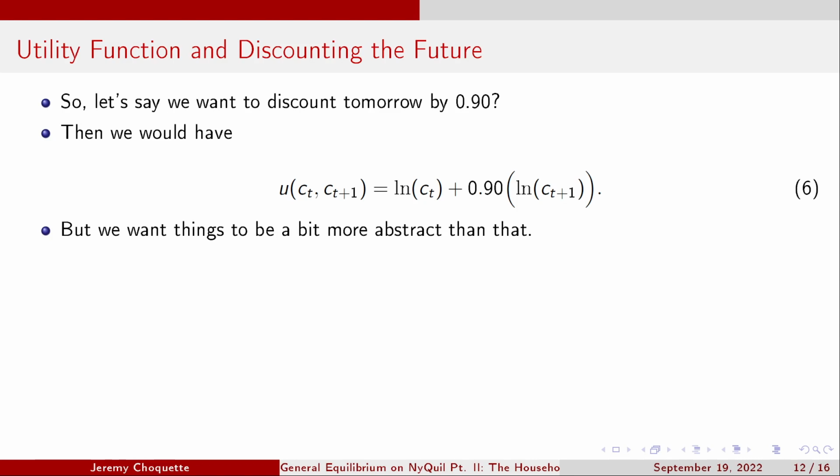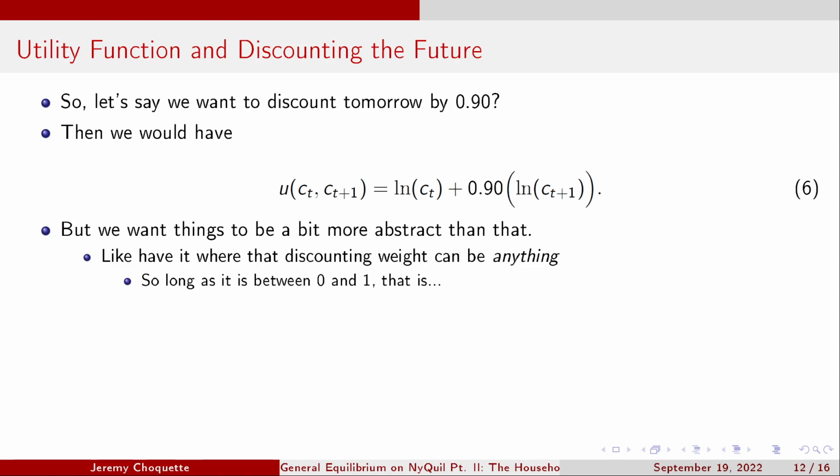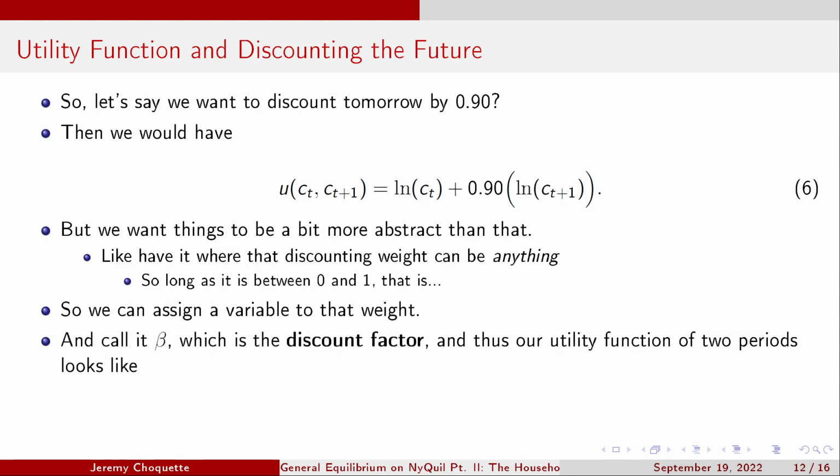But maybe I want things to be a little bit more abstract than that. So instead of just multiplying it by this hard number that, okay, 0.90, and it's just that, or 0.95, and it's just that. Maybe we can have it where that discounting weight can be anything, as long as it's between 0 and 1. And then I can assign a variable to that weight. And so I'm going to call it beta, which is the discount factor.